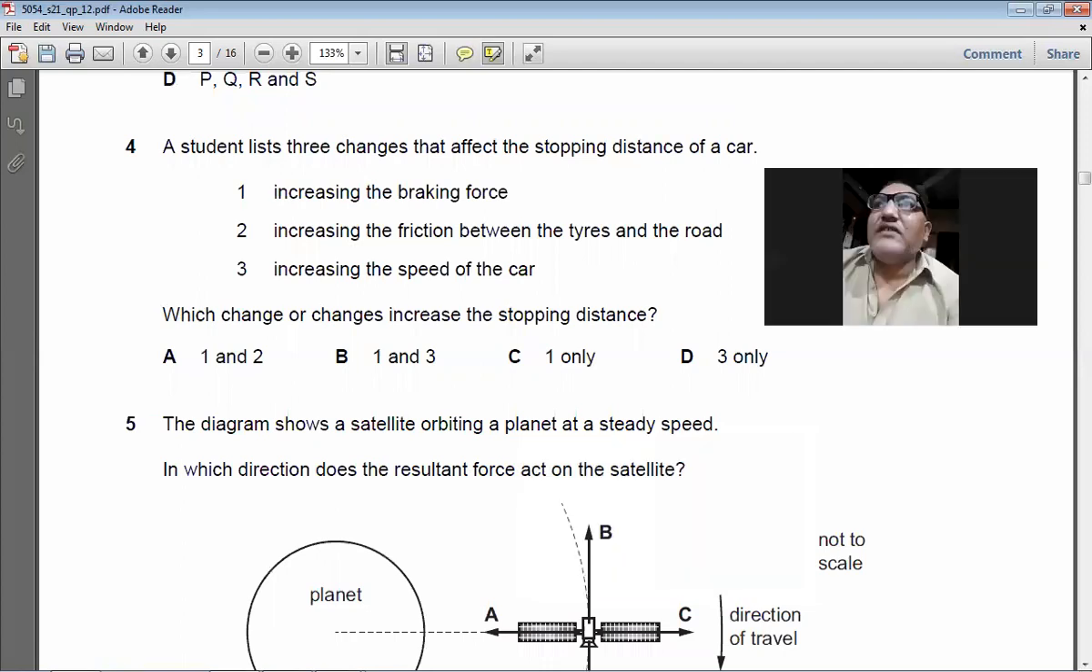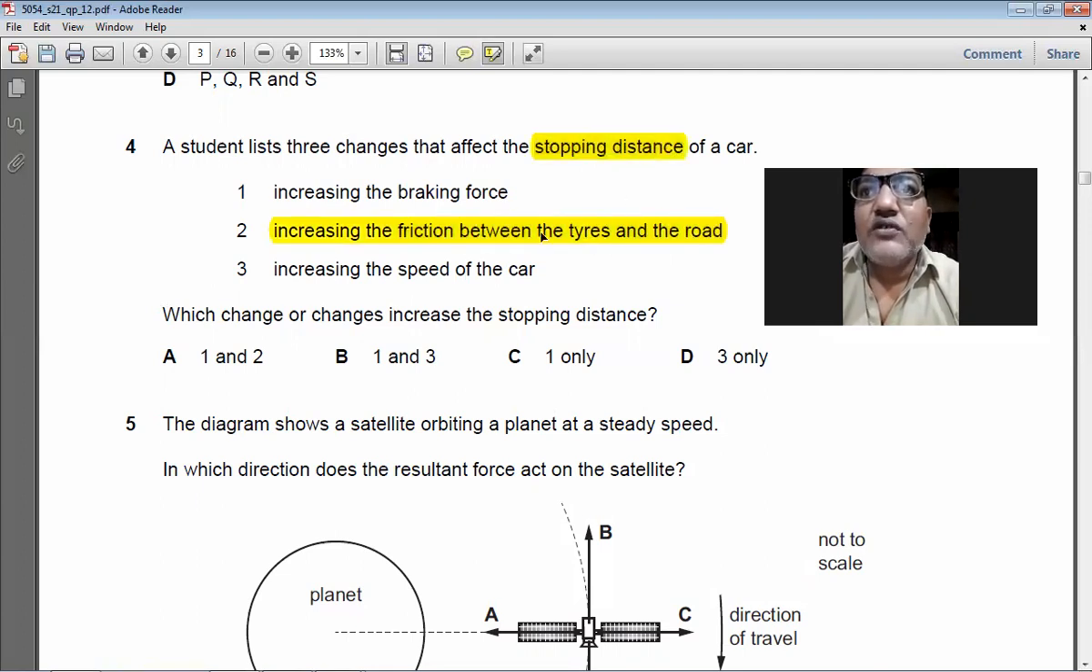So now we have question number 4 coming up on your screen. A student lists 3 changes that affect the stopping distance of a car. Increasing the braking force will not affect the stopping distance. Increasing the friction between the tires and the road, yes, that will affect the stopping distance. If you increase the friction between the tire and the road, it will actually decrease the stopping distance. So this second one is a factor which will affect the stopping distance.